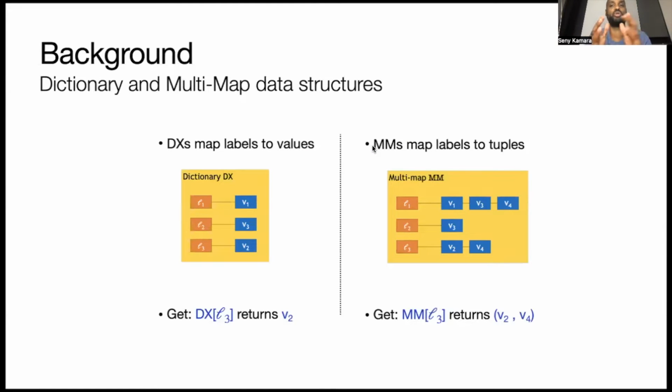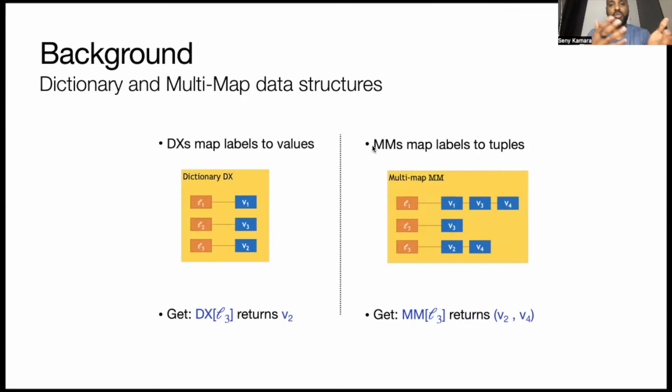So just as a reminder of what a multimap is, we'll start with a dictionary. A dictionary is a data structure that stores label value pairs, and they support get operations. So for example, if I want to do a get on label 3, the dictionary will return to me the value that is associated with label 3, in this case, V2.